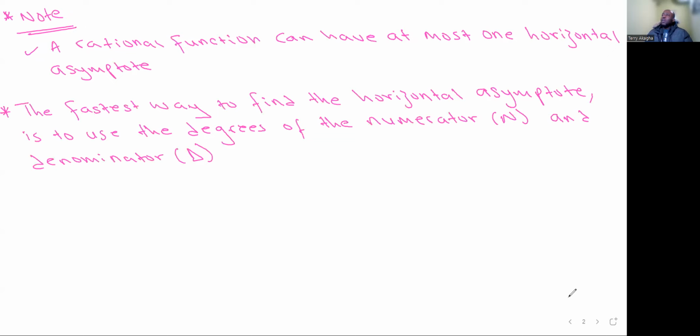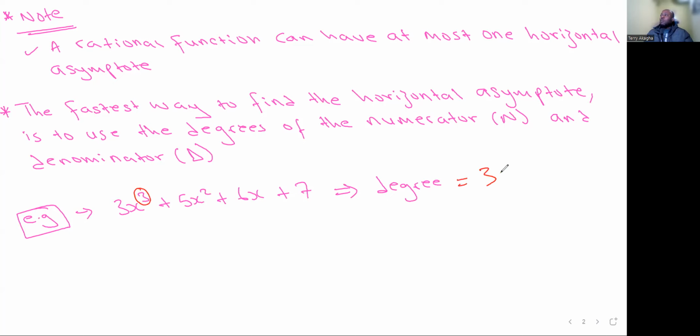Just for me not to assume knowledge, when we talk about degrees, we're talking about the highest power of x. I've talked about this in my previous videos on polynomials, but just a reminder. If we have 3x cubed plus 5x squared plus 6x plus 7, and you are asked what is the degree of this polynomial, the degree is going to be 3. Are you seeing it? Because it is the highest power of x.